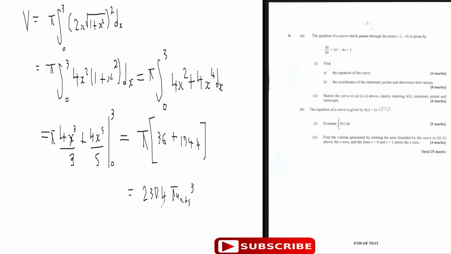Nice. Now, the only issue is that some persons like to express it as a fraction. So some people might want to write it as 1,152 over 5 pi. If you write it like that, that's totally fine. 1,152 over 5 pi units cubed, that's no problem.